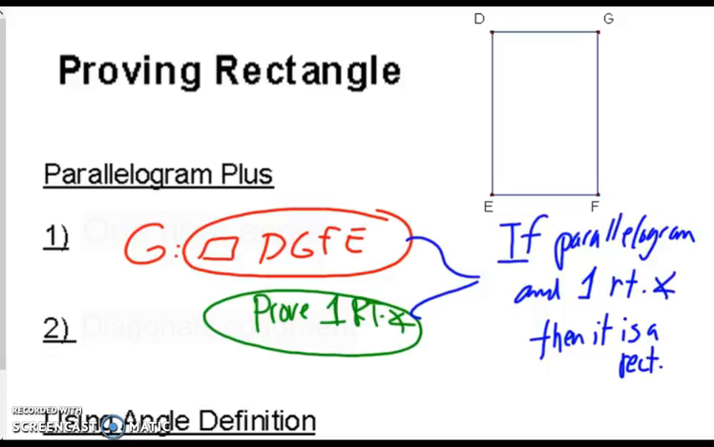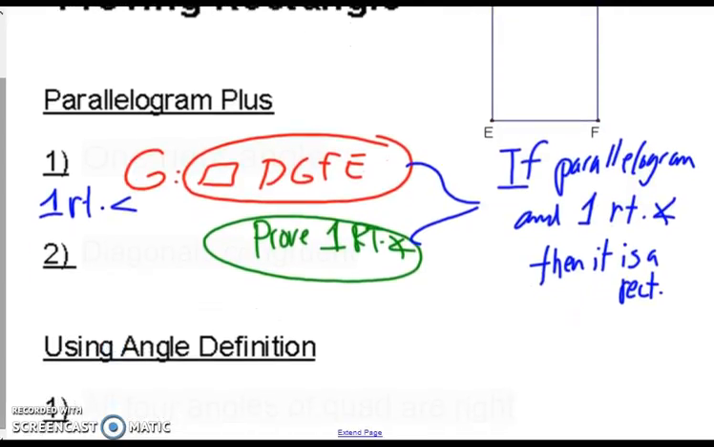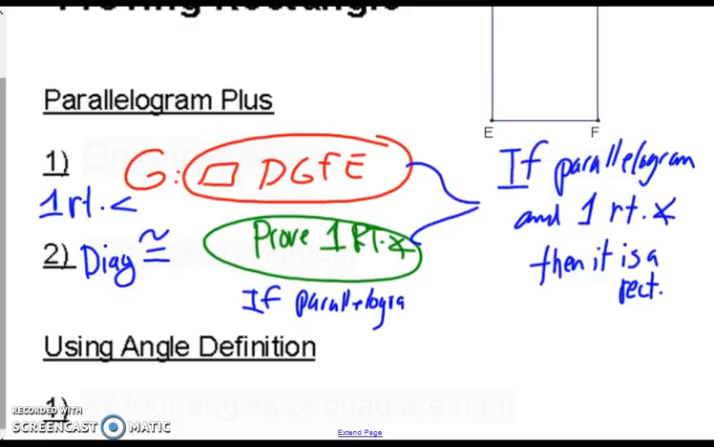Okay? So that's one way, is to take a parallelogram plus one right angle, and you can conclude that it's a rectangle. Another way is similar. You still have to have that it's a parallelogram, and you can add on that the diagonals are congruent. So if you use this in a proof, you'd say, if parallelogram, and you show in your proof that the diagonals are congruent, then it's a rectangle. Okay? So these are two new statements we can use in our proof.